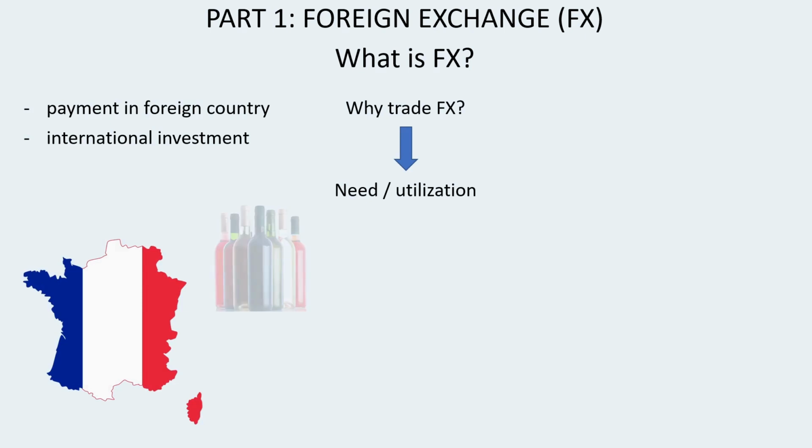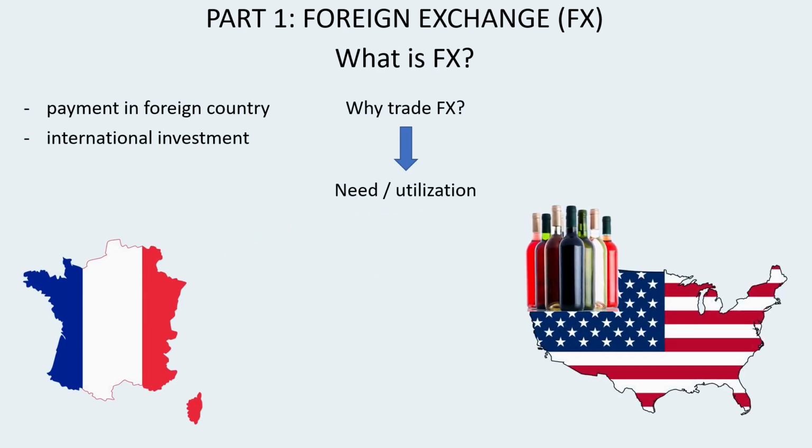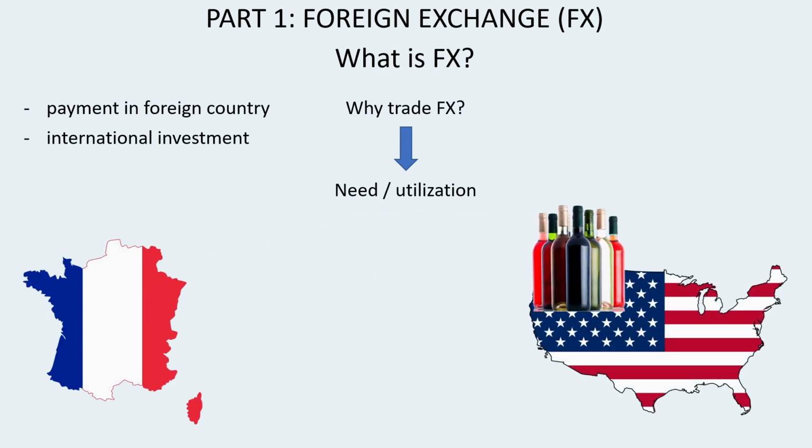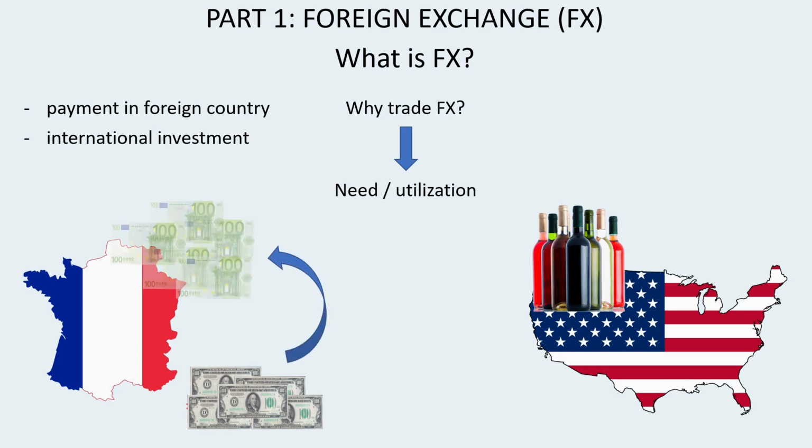Last example, say a wine producer in France sells wine to US. The wine producer is paid in USD because USD is generally the default currency in international trades. The wine producer has to exchange the dollar into euro because USD is less accepted as the common currency in France. So to do this, the wine producer sells the dollar and buys the euro. So the third reason is international trade.